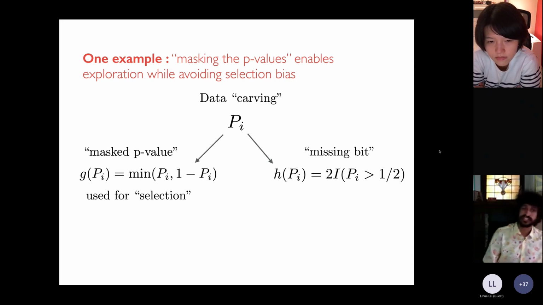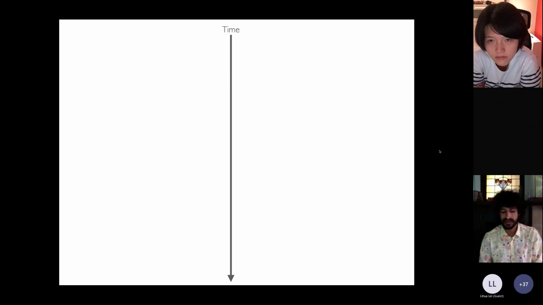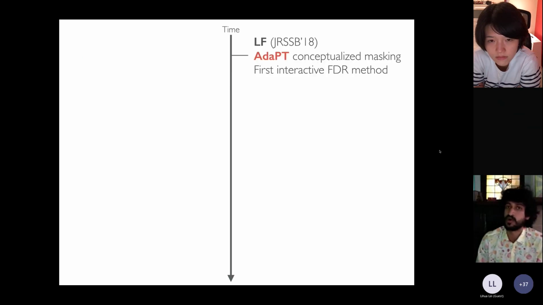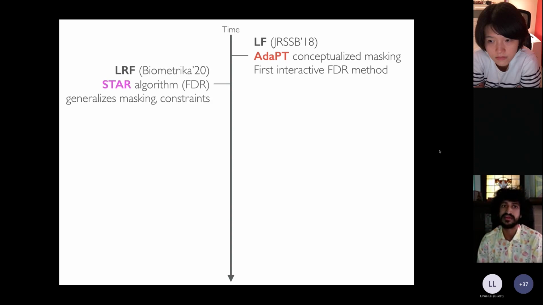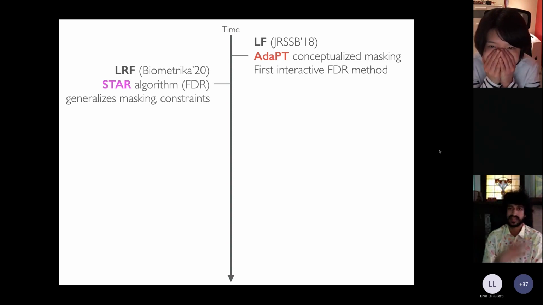One is used for selection, the other is used for inference, and so you get correct post-selection inference regardless of the interaction. So this work has also spawned a lot of interesting follow-up work. They first conceptualized masking, and this was the first interactive FDR method. Soon after, we generalized this. This was joint work with Lihua and Will, but we generalized the notion of masking.